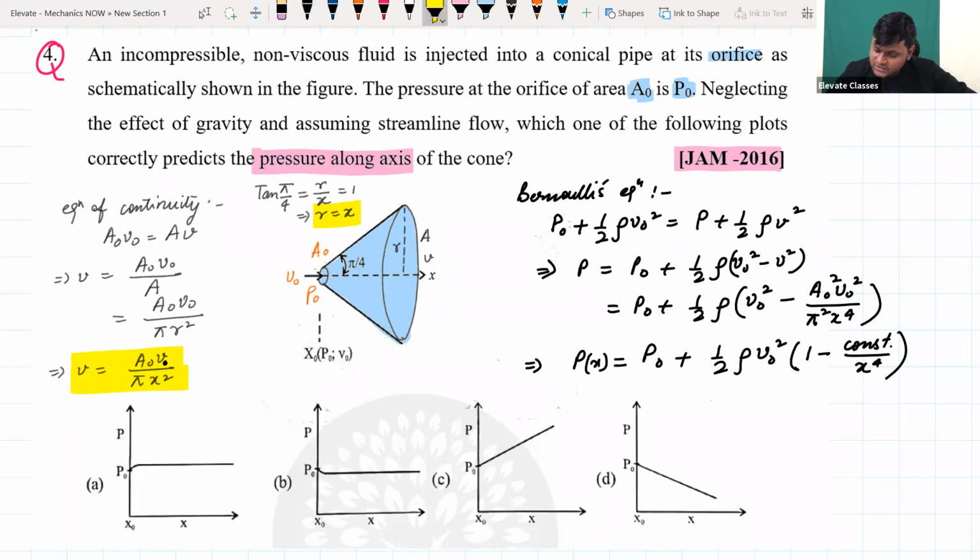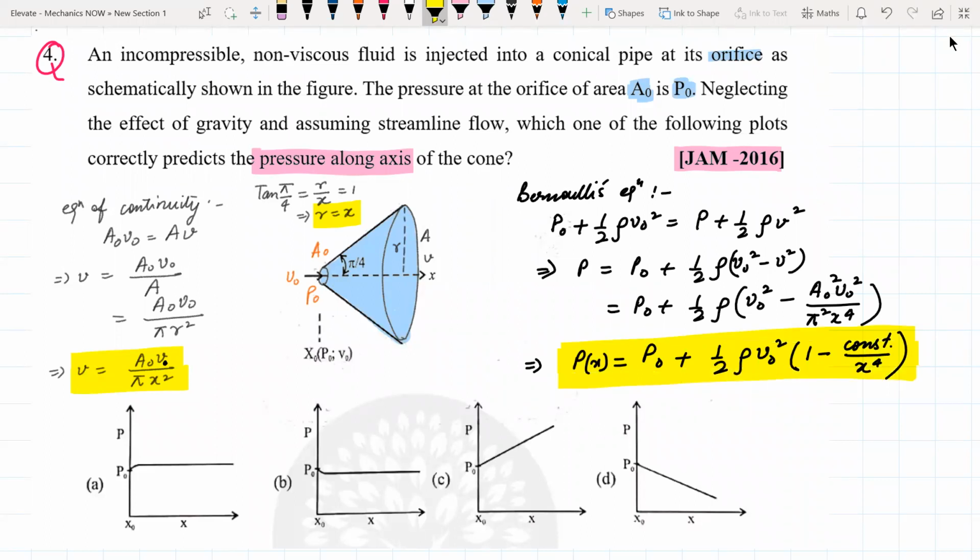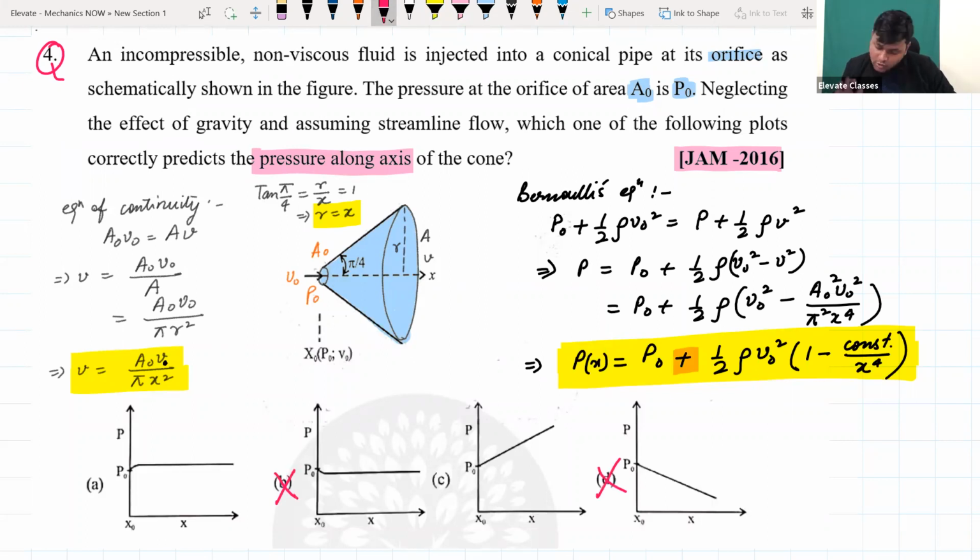This equation is clear. This is actually the mathematical solution to the problem. Is it clear till here, beta? Yes, sir. Now, what is obvious from this solution is that it's an increase, it's a plus, so it's an increase from P naught. So this is not true. The only two options are this and this. So the question is, you can check it with a graph, or you can do some kind of trial and error.